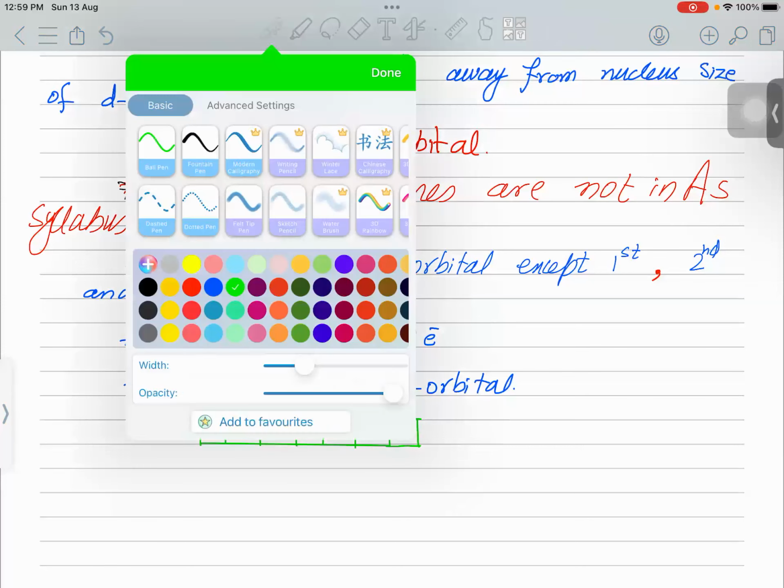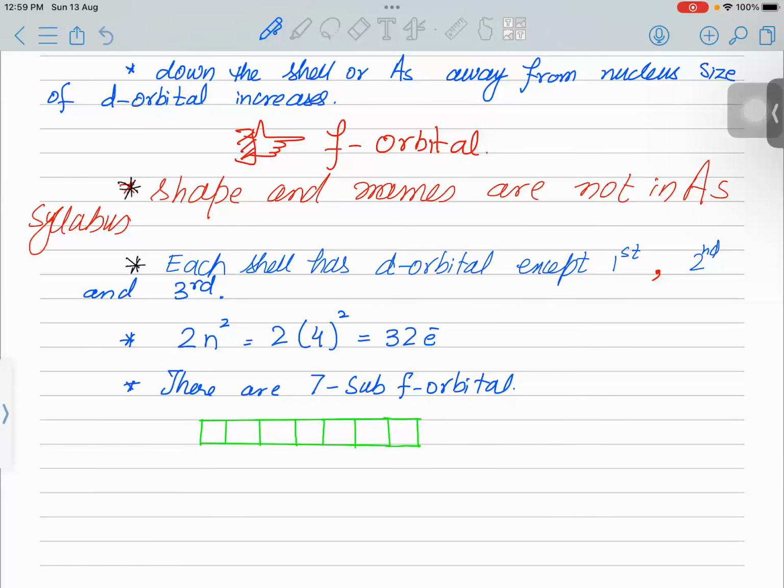Can you tell me the maximum number of electrons in the f orbital? 14. So the f orbital has a maximum of 14 electrons.